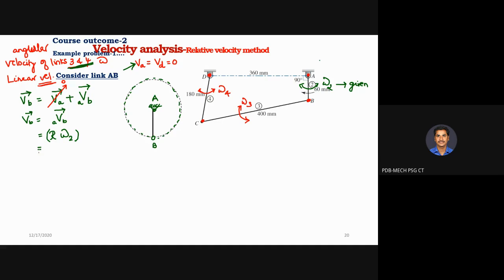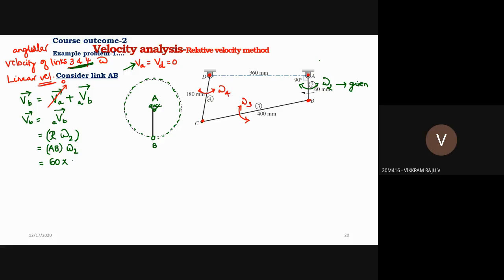What is R here? 60 mm. First tell me the caption, AB, because we consider only the link AB. So AB into omega 2, where AB is 60 mm. We should not scale down here; here the original dimension is used. Scale down is only for drawing, not for magnitudes. So AB is 60 mm into omega 2.